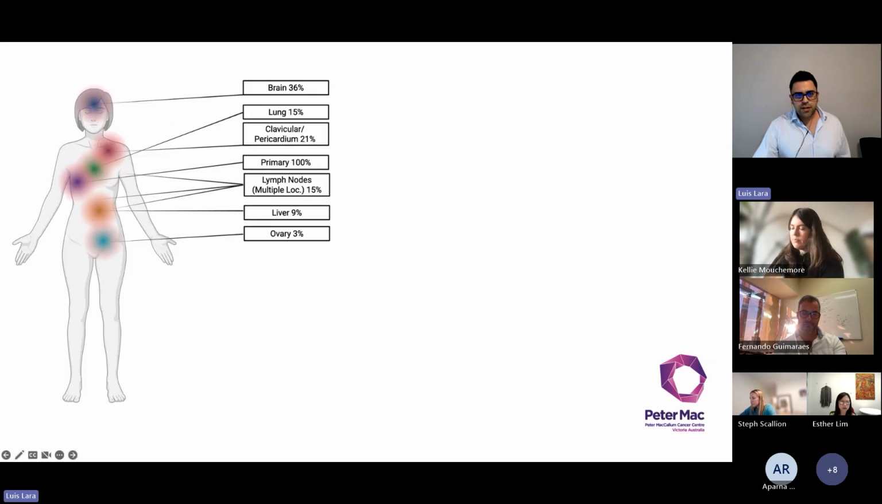So where are the samples that we collected? Most of them are collected from the brain, lung, and liver. As Kelly mentioned in her talk, those are common sites of metastatic deposits. We have matched primary, and if the autopsy report highlights that a certain area contributed to the death of the patient, we sequence that as well.